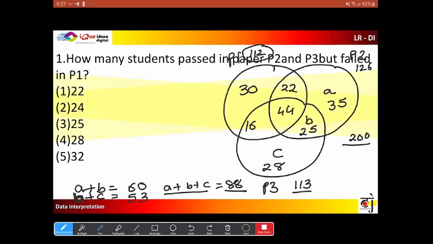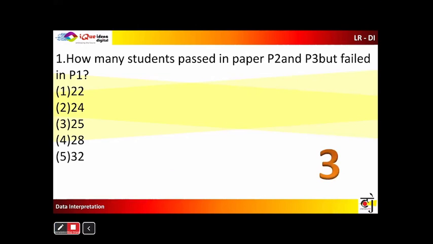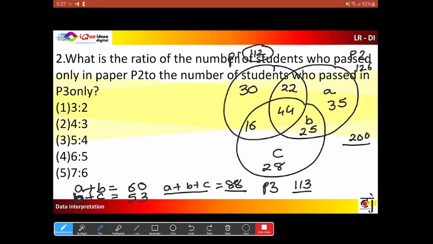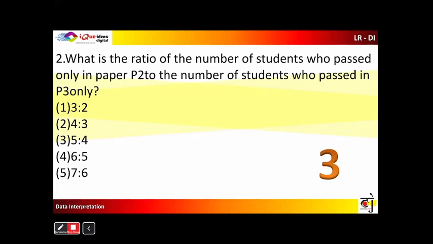25 passed in P2 and P3 but failed in P1, that is section B. So that is equal to 25. What is the ratio of the number of students who passed only in P2 to the number of students who passed in P3 only? 35 by 28, so 5 by 4. So the answer is 5 is to 4.